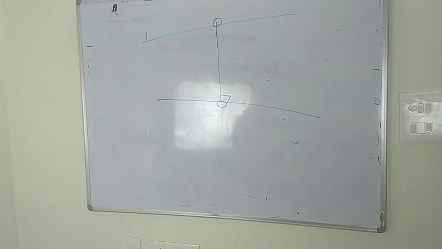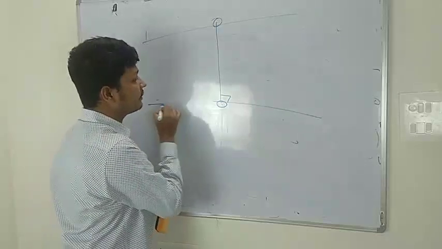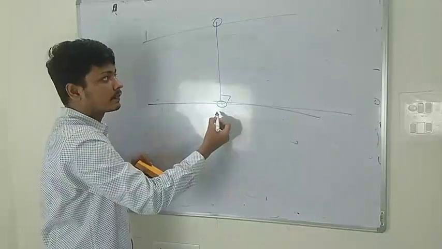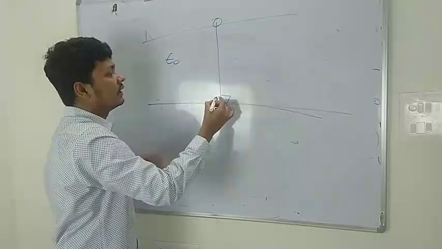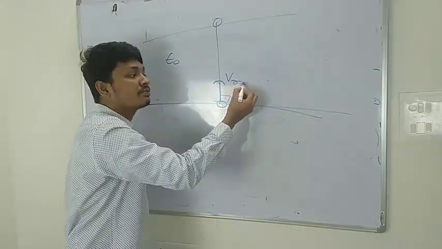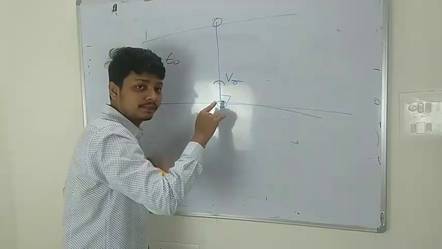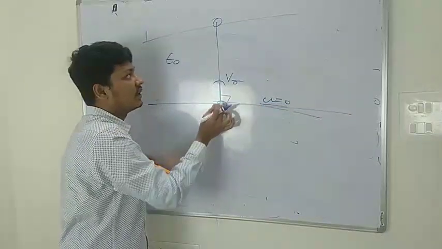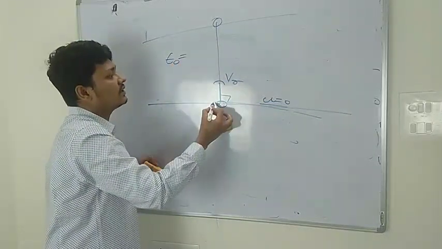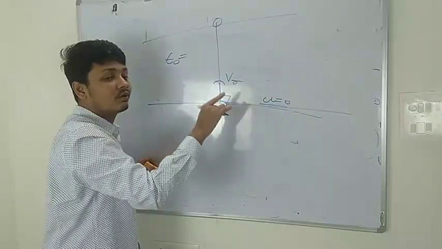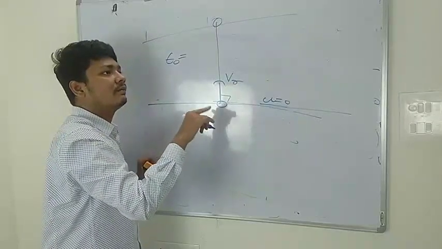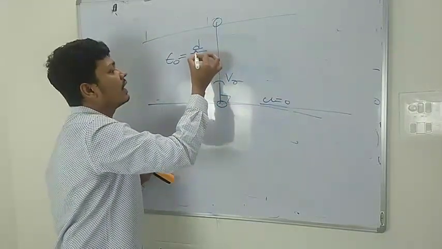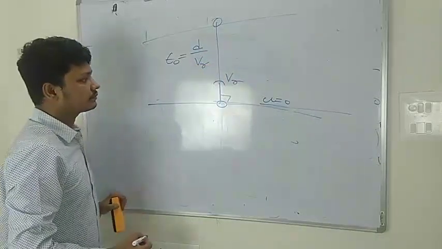When the river flows, it crosses the river along the same path in time t1. When the river is still, that means the river is not flowing, it takes t naught time. If its velocity with respect to the river is vr, so here the river is still and it takes t naught time. So t naught is equal to distance by velocity, so time is equal to distance d by velocity vr.